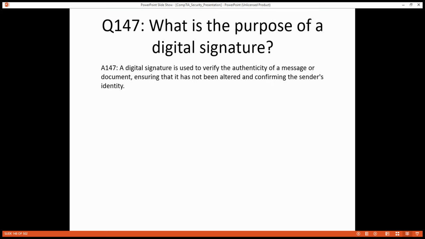Q147. What is the purpose of a digital signature? A147. A digital signature is used to verify the authenticity of a message or document, ensuring that it has not been altered and confirming the sender's identity.